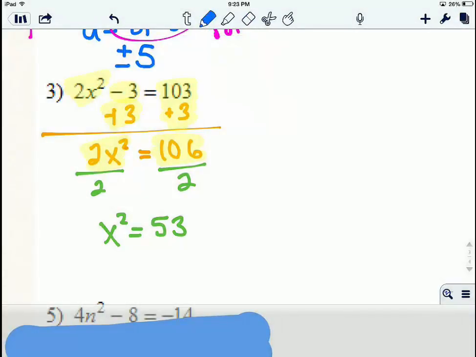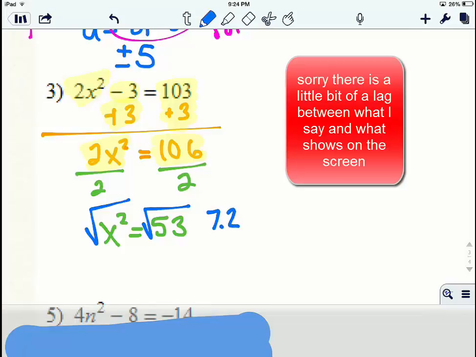Last step, we need to get rid of the squared. We're going to square root both sides. And the problem is if you put the square root of 53 into the calculator, you get a decimal. That decimal is 7.28 and a bunch of stuff.